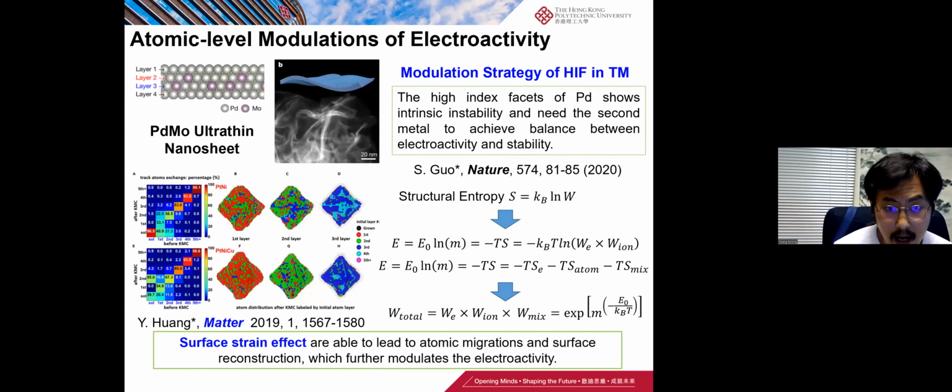Especially for the electroactive high index phases, the intrinsic instability has become challenging for many catalysts, especially for metal systems. By introducing the second metal, we propose that the structural change can be quantified by the structural entropy. And such a structural entropy concept can further correlate with the surface strain effect, the surface atom migration and the surface reconstruction. Therefore, this proposes a new direction to understand the strain effect and the atomic level modulation in electrocatalysts, which is within the homogeneous atomic catalyst region.